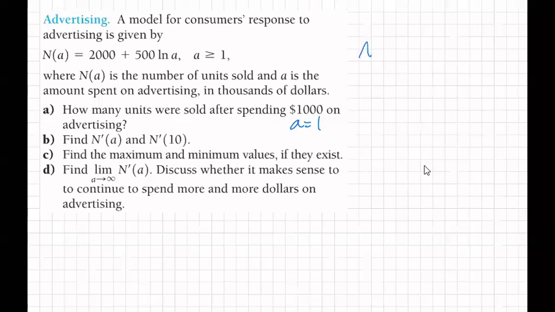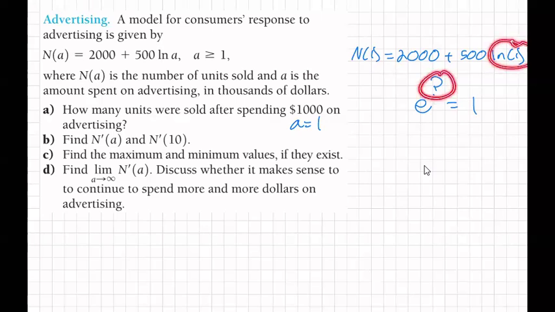So when you use that original function and you plug 1 into it, you get 2,000 plus 500 times the natural log of 1. Now, when you're dealing with this, you're saying e to what exponent equals 1. That's what the natural log of 1 is giving us. We're trying to find that exponent. Anything to the 0 is equal to 1. So that means the natural log of 1 is 0.